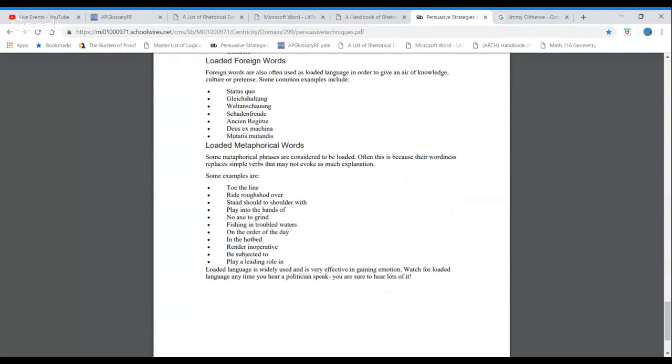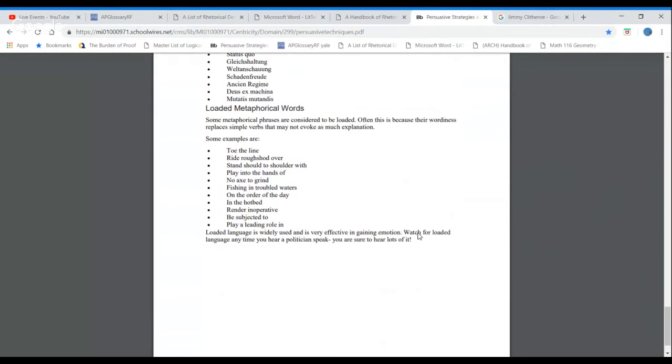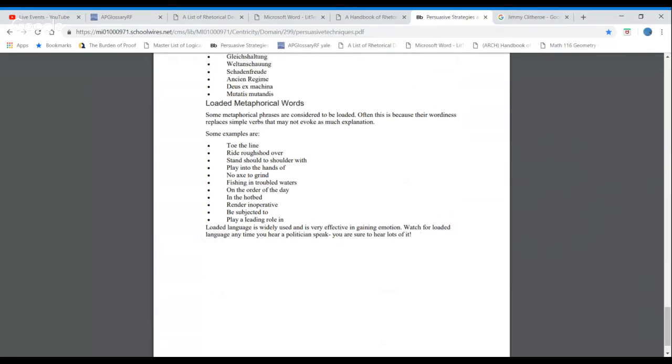Loaded metaphorical words. Some metaphorical phrases are considered to be loaded. Often this is because their wordiness replaces simple verbs that may not evoke as much explanation. Some examples are toe the line, ride roughshod over, stand shoulder to shoulder with, play into the hands of, no axe to grind, fishing in troubled waters, on the order of the day, in the hotbed, render inoperative, be subjected to, play a leading role in.